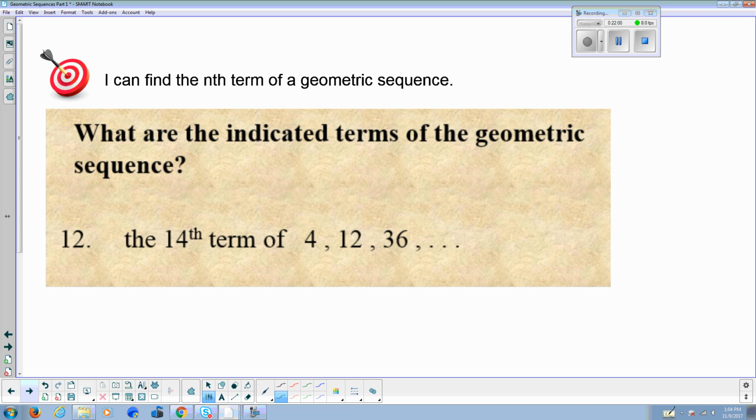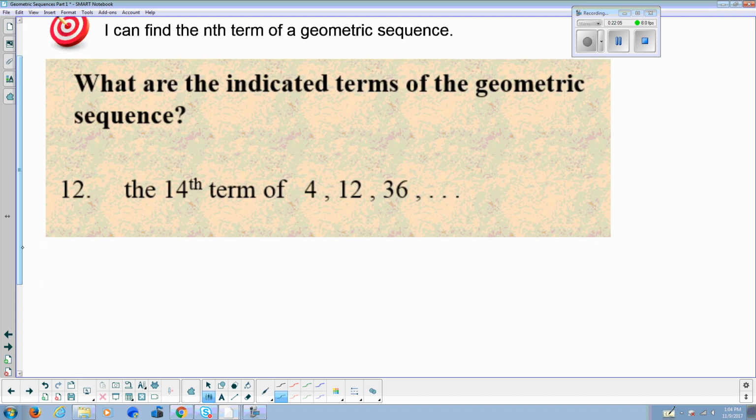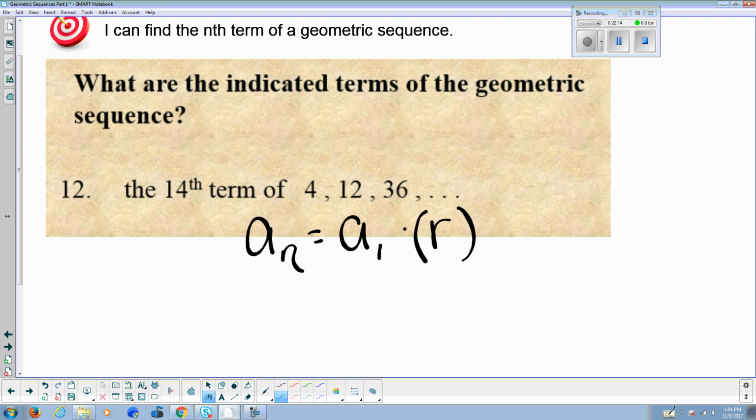Okay, so here, it's asking me to find the indicated term of the geometric sequence. It asks me to find the 14th term of this sequence. Let's begin by writing down our formula. An is equal to A1 times r to the n minus 1. Well, can you indicate to me what A1 is in this sequence? If you said 4, you're right. A1 is 4.